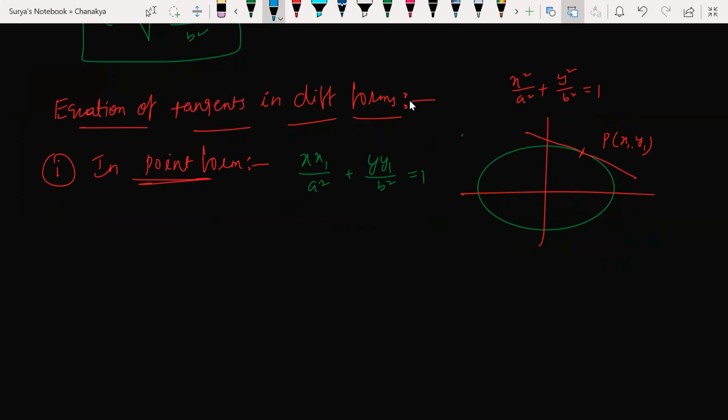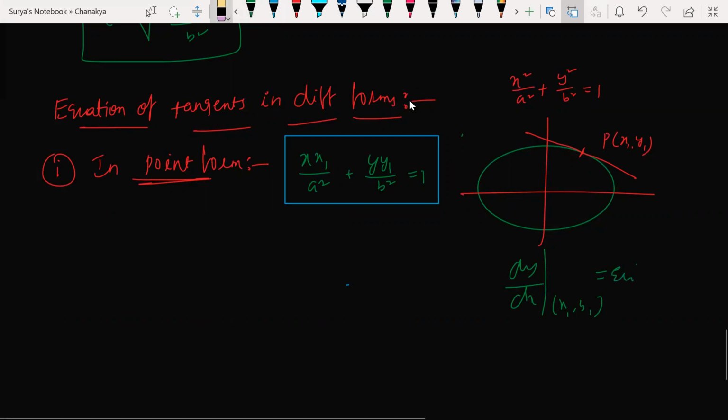Okay, so how we got this, I'll tell you. The equation of the tangent in point form is x1 by a square plus y1 by b square is equal to 1. How did we get that? I'll tell you. The equation of tangent to a curve at any point is dy by dx. dy by dx at x1 comma y1 is what? The slope of the tangent, or not? Yes or no? Am I correct?